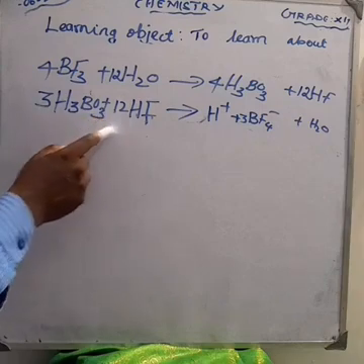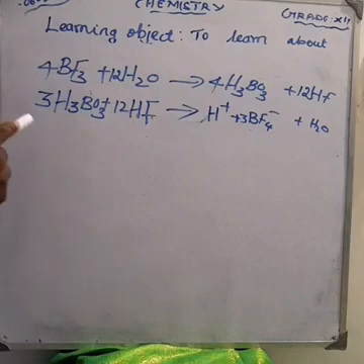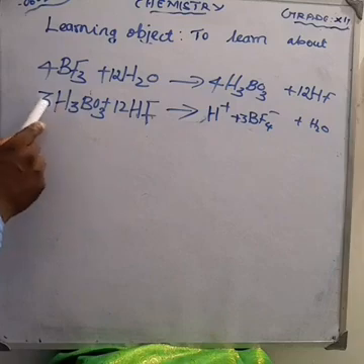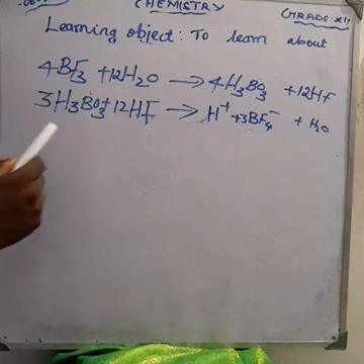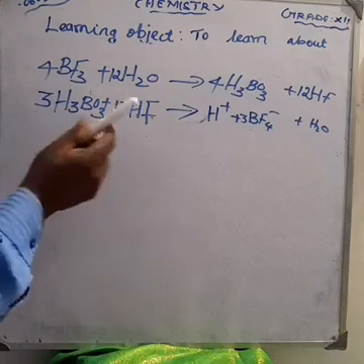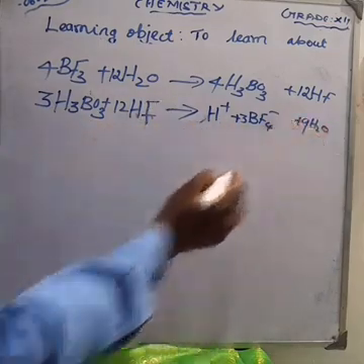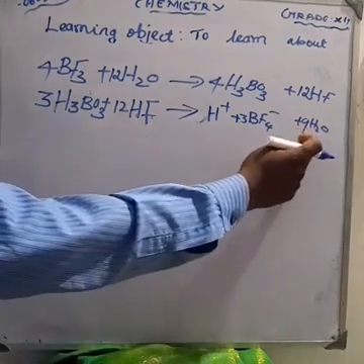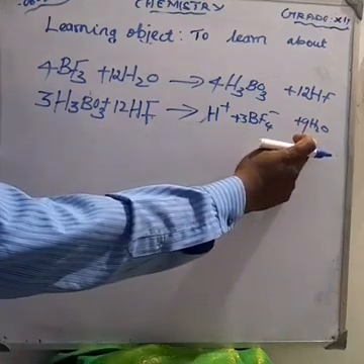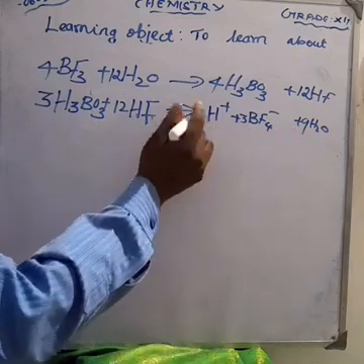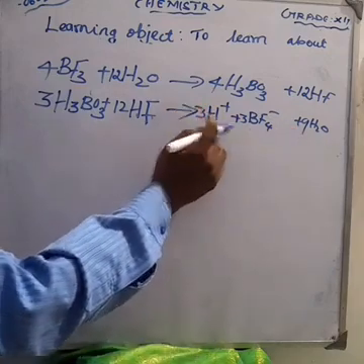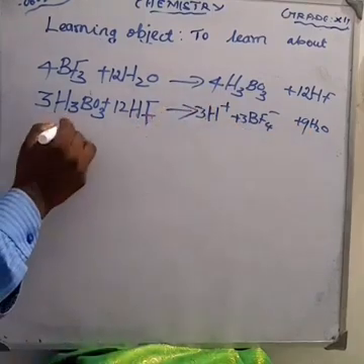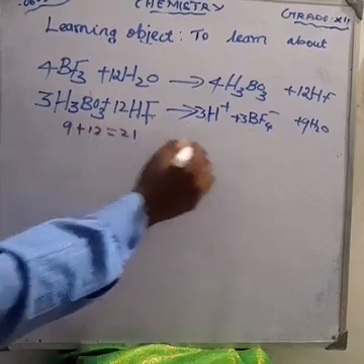So how can you easily balance? 3 into 3 is equal to 9, am I right? Oxygen, 3 into 3 is equal to how much? 9. So make water also 9, am I right? Now count the hydrogen. 9 into 2 is 18. 18 plus 3 is 21. If you count here, 3 3s are 9, 9 plus 12 is equal to 21. Now the equation is balanced.